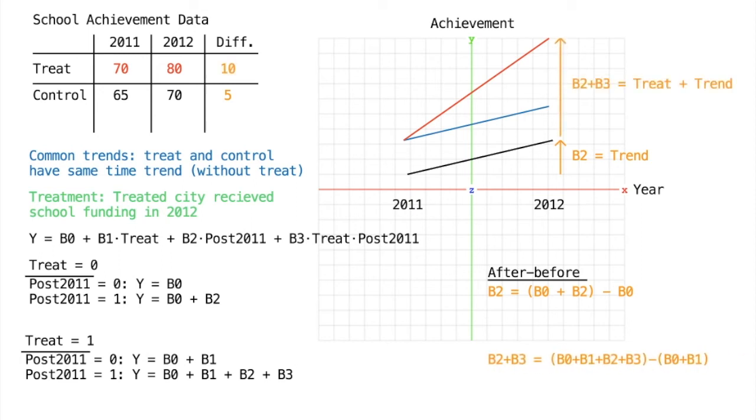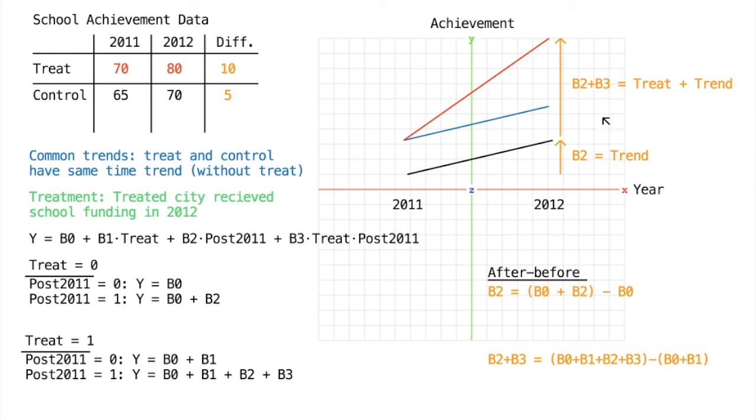Subtracting the model implied school achievement in 2011 from 2012 in the treated city results in beta 2 plus beta 3. That is, the change in school achievement in the treated city over time is beta 2 plus beta 3, as shown in the figure. Since this treated city received school funding in 2012, we can attribute some of this change to the treatment effect and the remaining change due to the time trend in school achievement.